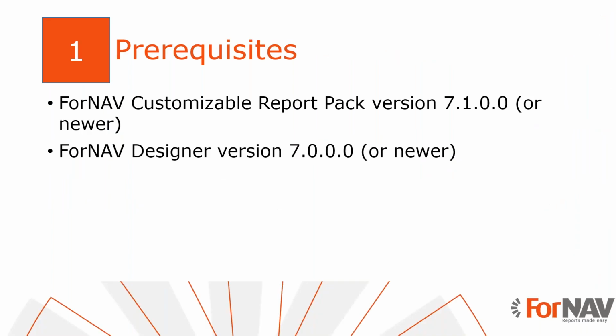For the presentation today, I am working on a Docker version of Business Central 2023 Wave 1 with the Fornav customizable report pack version 7.1.0.0 extension installed. Later, I will be using the Fornav Designer version 7.1.0.2422. The bank account selections page is a standard part of the Fornav customizable report pack extension from version 7.1 onwards, and the Fornav Designer should always simply be the most recent version.